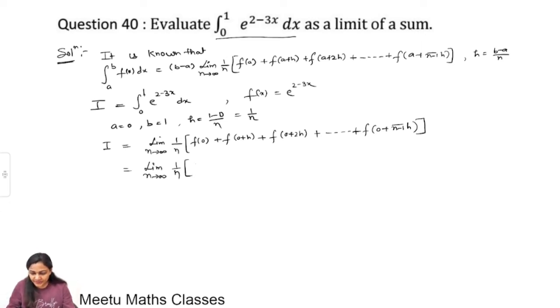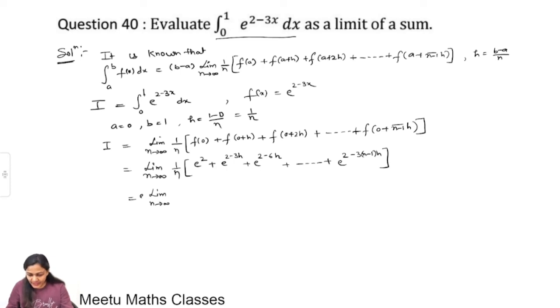If you replace x by 0, you will get e raised to power 2. Now f of h is e raised to power 2 minus 3h. f of 2h is e raised to power 2 minus 3 into 2, that is 6h, plus so on. f of n minus 1 h is e raised to power 2 minus 3 into n minus 1 h. Okay, this is the function. And now we can take e square common.